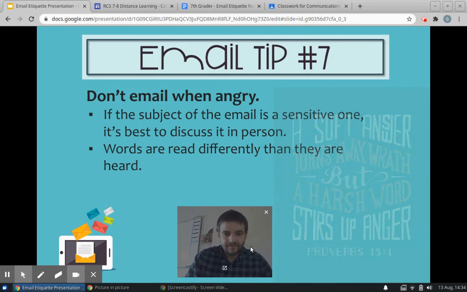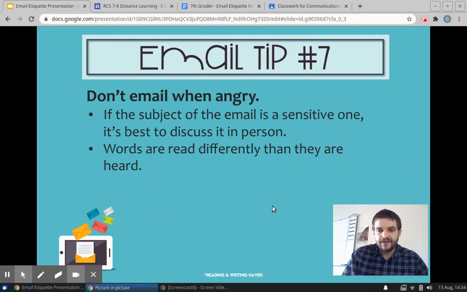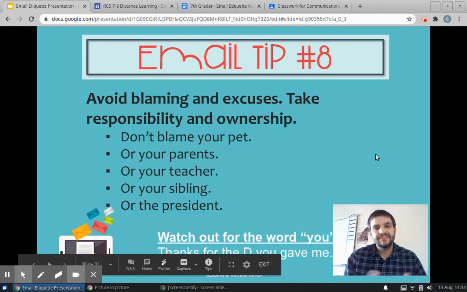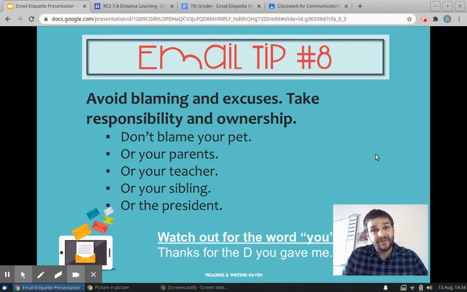All right, tip number 8. This is sort of related, but try and avoid blaming and excuses. Take responsibility and ownership. It can be really easy to have this instinct to want to defend something. Like sometimes I'll have students email me and be like, Mr. Nielsen, I didn't get my assignment done, but it's because my parents had me out late. We were out till midnight and I wasn't able to get it done, or my internet wasn't working.